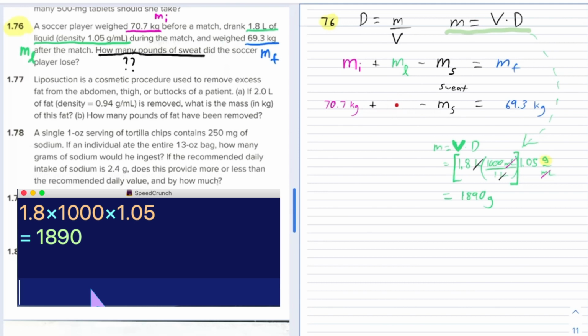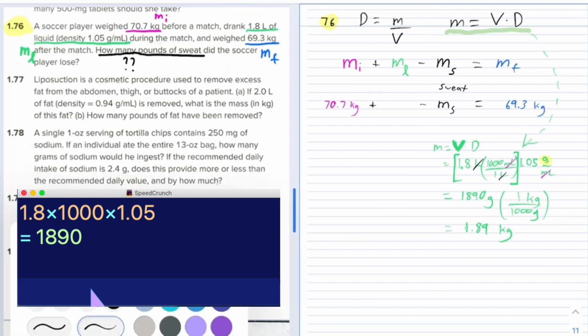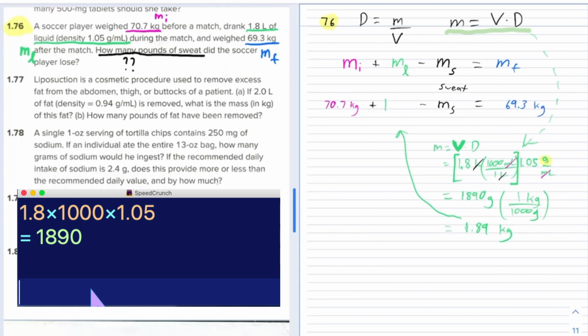Now, before plugging that in, we need to convert this to kilograms, because you add kilograms to kilograms. You need kilograms here too. So, and that's easy enough to do. To convert grams to kilograms, 1 kilogram is 1,000 grams. And so that's going to be equal to 1.89 kilograms. Okay, and now we can substitute that in right there. So 1.89 kilograms.